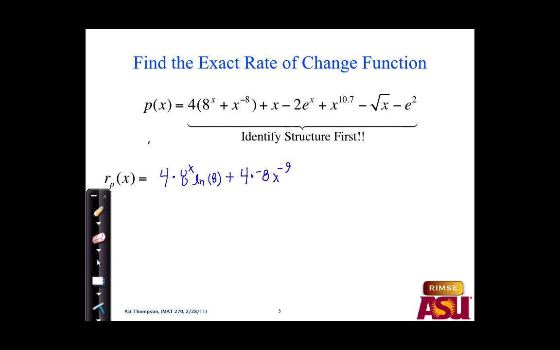Now, I would say don't worry about simplifying. If you're going through something like this and write negative 32 in front, that's perfectly fine. Negative 32x to the negative 9th, or 4 times negative 8x to the negative 9th. Not really concerned about simplifying, just get all the calculus done. So that's this first chunk.